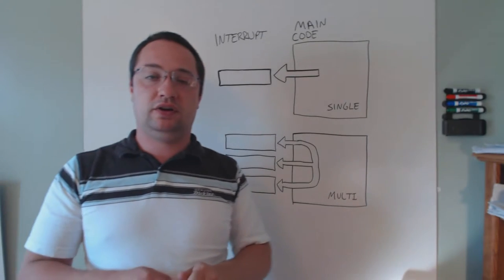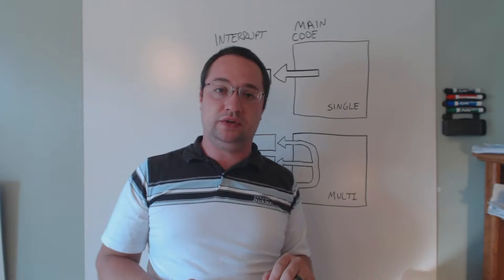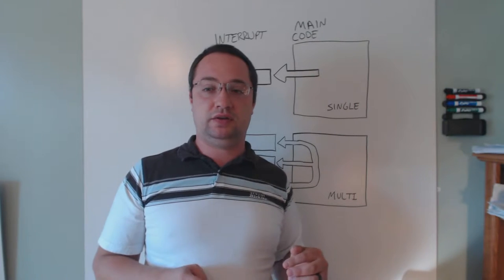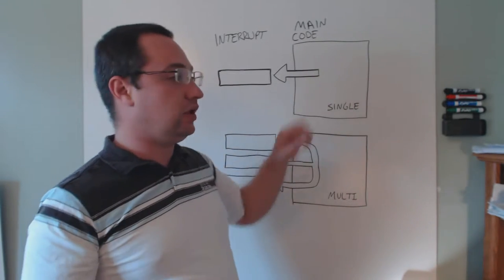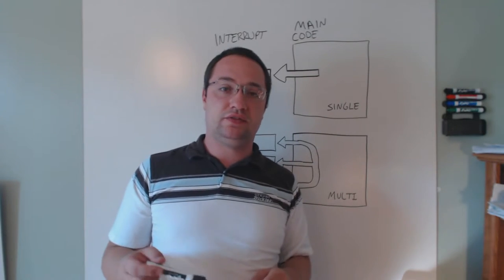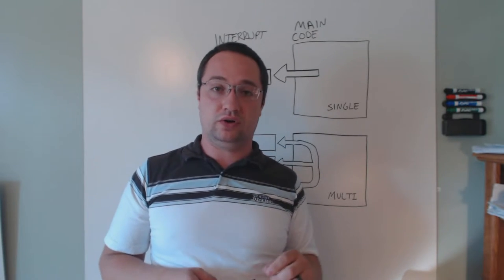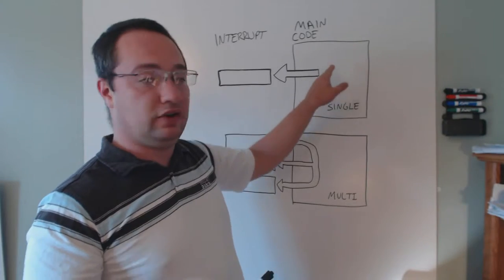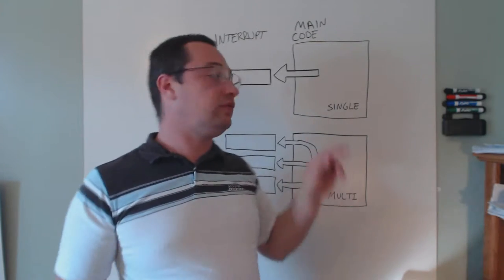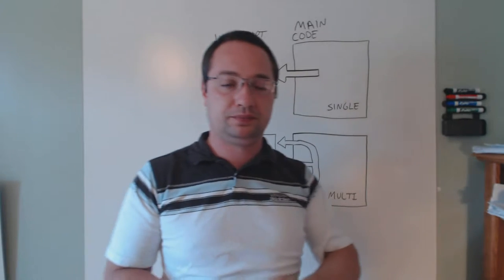Both setups have their advantages and disadvantages. The advantage of the single vector interrupt is it's very simple, it's very small, it's very effective on space, and it doesn't require a whole lot of circuitry to implement. The downside is you can have some issues with latencies as far as how the interrupts occur. So for example, if you have an interrupt occur and you jump over, while you're taking care of that one, another interrupt fires, you have to finish leaving the interrupt to go back in.